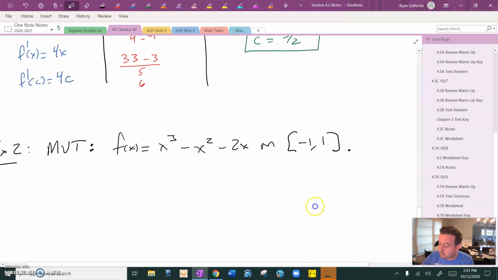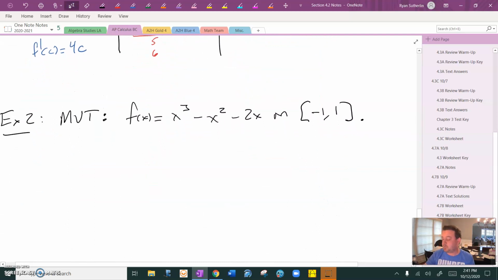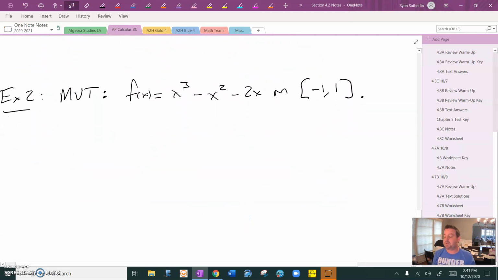All right, why don't you try example 2? Same directions. Use the MVT to find the value of c that satisfies it, where f of x is x cubed minus x squared minus 2x on the interval -1 to 1. So again, pause the video, try the problem, then unpause and check your solution and see how you did.